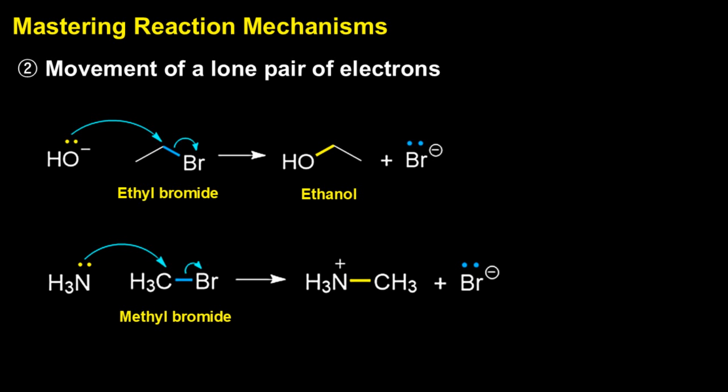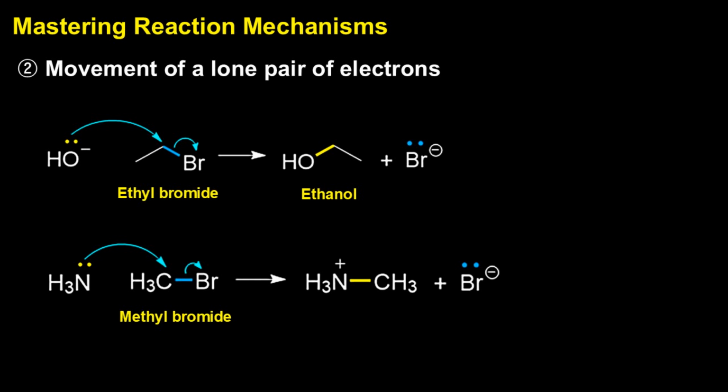In many polar reactions, nucleophiles use their lone pairs to attack electrophiles. A nucleophilic attack happens when an electron-rich species donates a pair of electrons to an electron-deficient atom, like a handshake, where one side has extra electrons and the other is ready to accept them. For example, hydroxide can attack ethyl bromide, donating its lone pair to the carbon and kicking out the bromine to form ethanol. The same thing happens when ammonia attacks methyl bromide. A new bond forms there too.